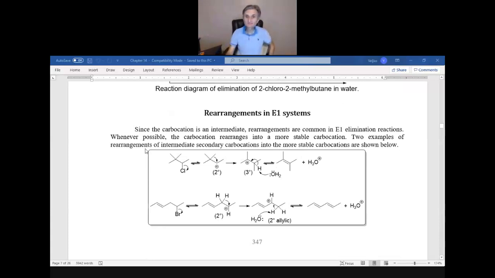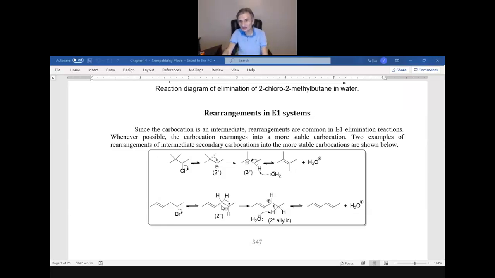Of course, since E1 elimination proceeds through a carbocation, rearrangements are common. So whenever possible, a secondary carbocation will rearrange to tertiary. And then elimination of a proton will occur from the tertiary carbocation to give the most substituted alkene, the most stable one. Don't worry about the second one. That's if you already have a double bond present. That's again something that would be in chapters 17 and 18. And that's not something that you need to worry about now.